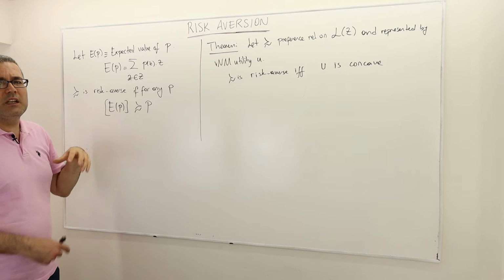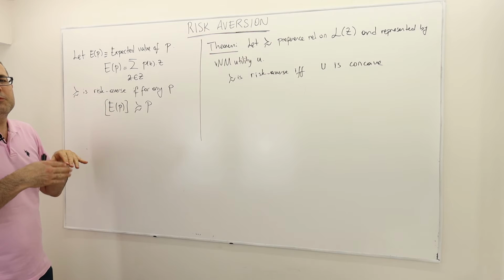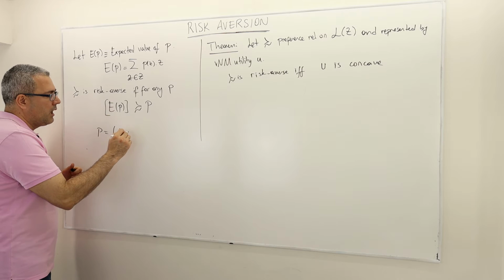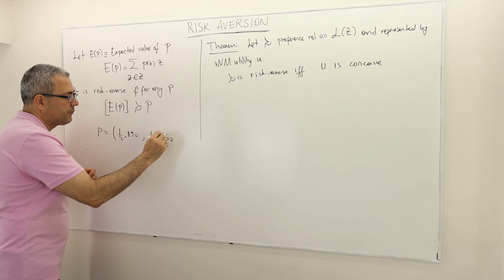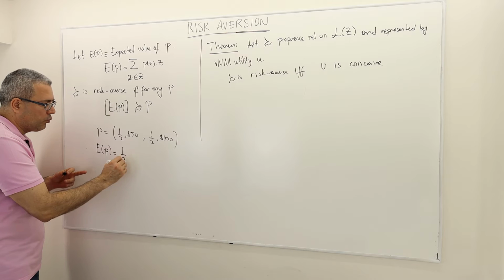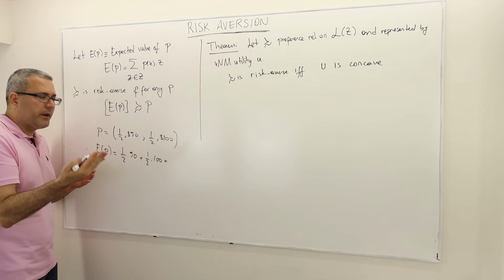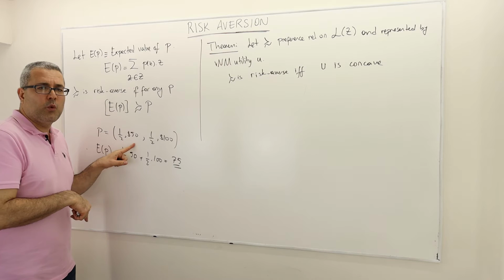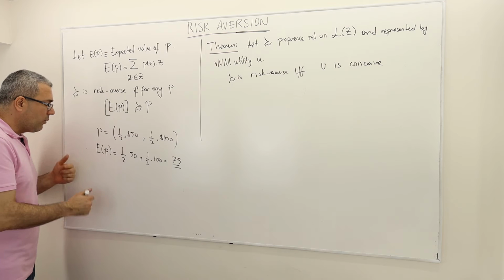So it's not the utility of Z, but just the value of Z. Therefore, E of P is the expected value of the lottery. Expected value and expected utility are two different things. If my lottery is, for example, 1/2 probability $50 and 1/2 probability $100, then the expected value of lottery P is 1/2 times 50 plus 1/2 times 100. So in expectation, you're going to win $75. But obviously you will never win $75 if you get this lottery. You will either win 50 or $100. But in expectation, $75.